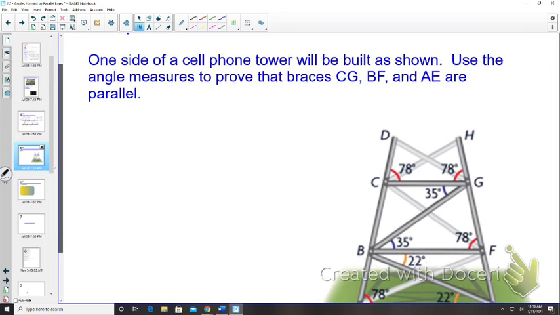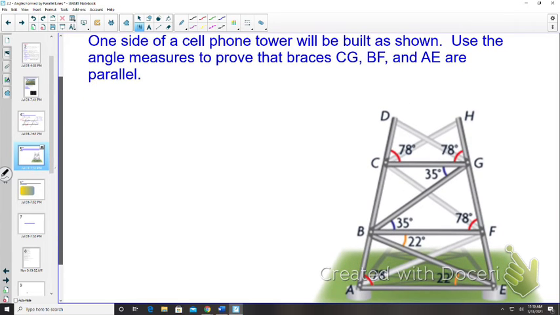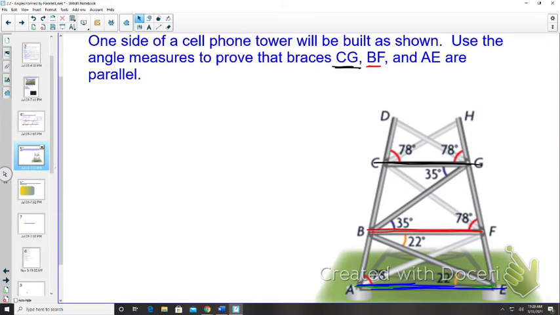Okay, example 2. One side of a cell phone tower will be built as shown. Use the angle measures to prove that braces CG, BF, and AE are parallel. Those are our 3 lines, and our job is to prove that these are parallel.